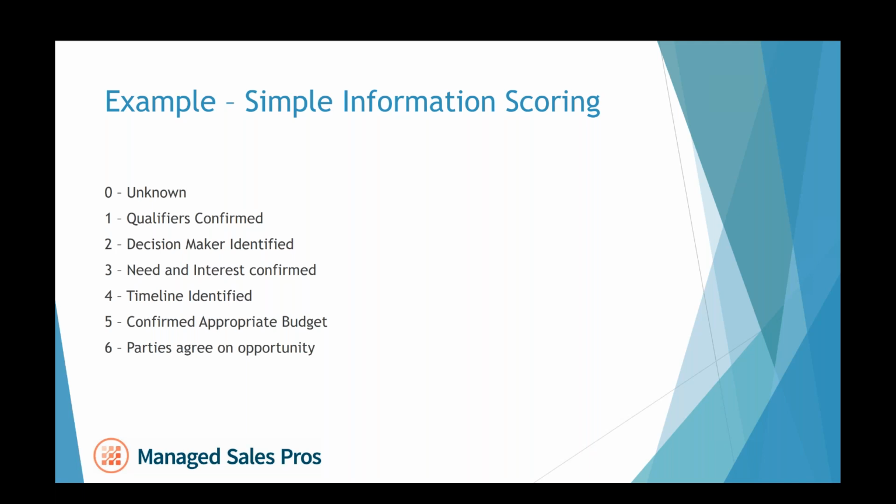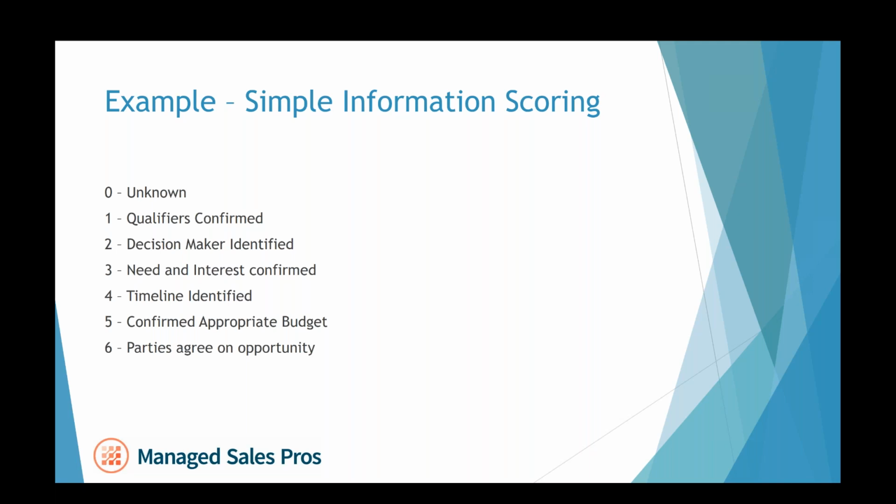Fourth stage in this simple information scoring process is the company committing to a timeline. So yes, we're interested, we need to do something. We're planning to do something within this period of time. The next stage in this process is an appropriate budget being confirmed. So we're interested, we'd like to do this. We'd like to do this before the end of the fiscal year, and currently we spend X number of dollars, and we plan to continue spending X number of dollars, or our budget is, we're looking to spend less, or we have a little more because we want to do some more things.